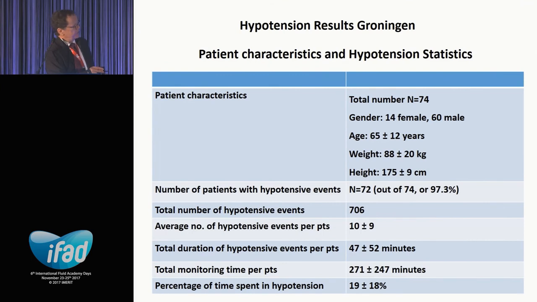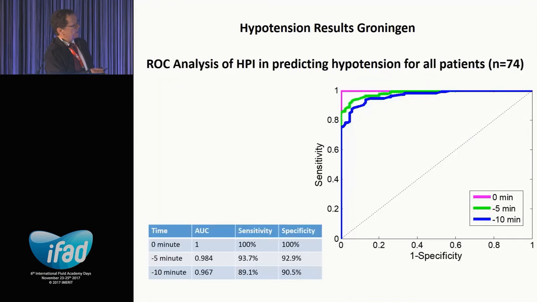And if you accumulate these times, it was 47 minutes of the operation that the patient spent in hypotension. And if you calculate this relative to the average time of the operation, it's almost 20% of the time the patient spent in hypotension. And this is the predictive ability of this new hypotension prediction indicator to actually predict this hypotension. So the pink one is the curve at the occurrence of hypotension. Of course, this is ideal.